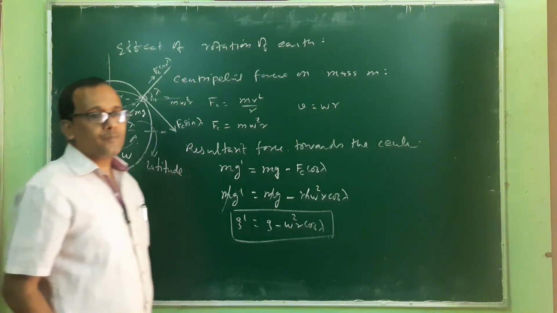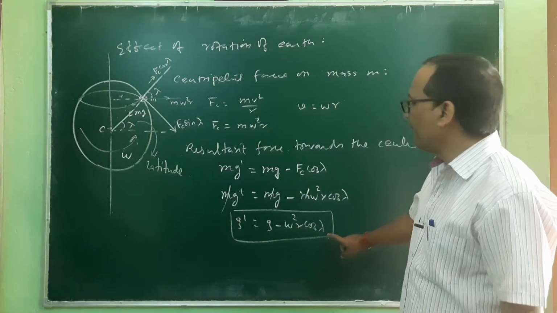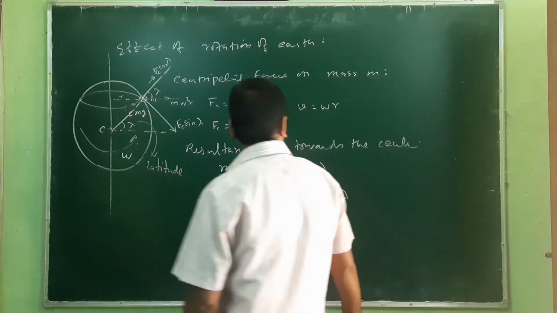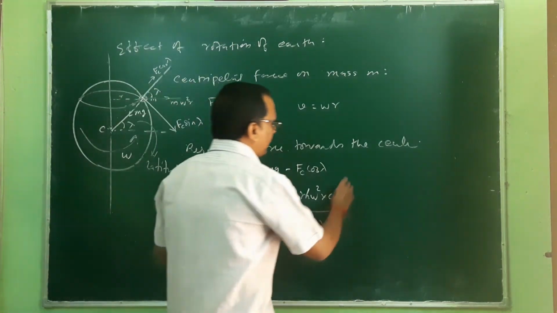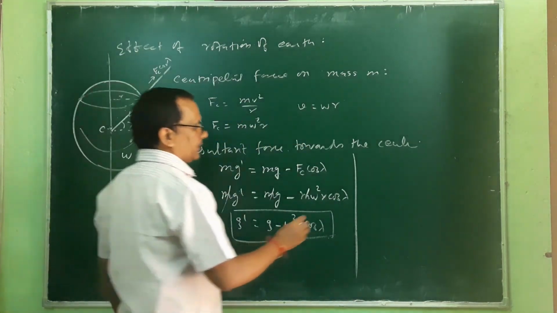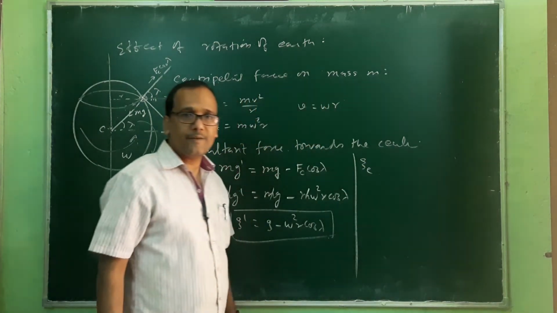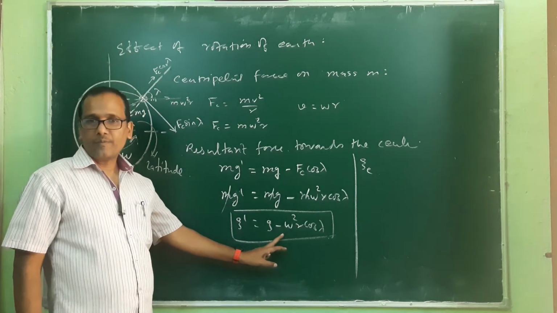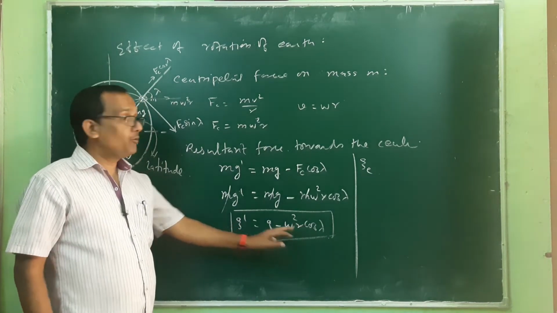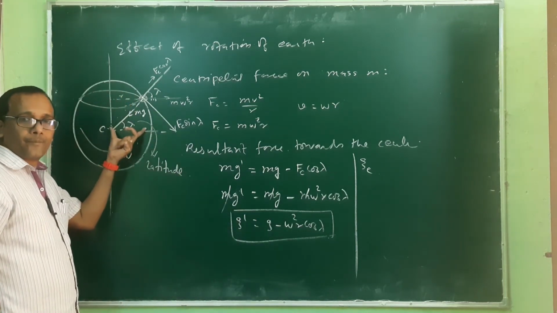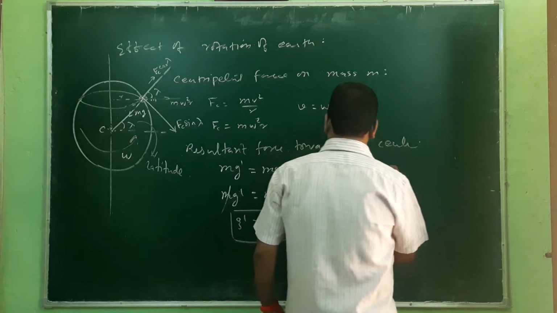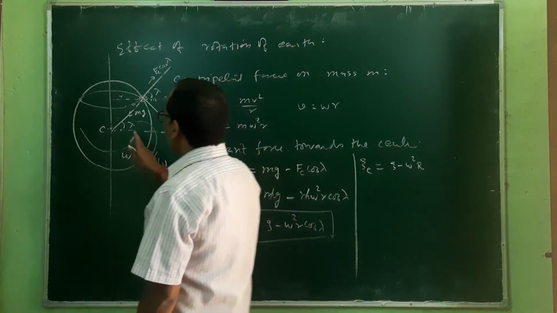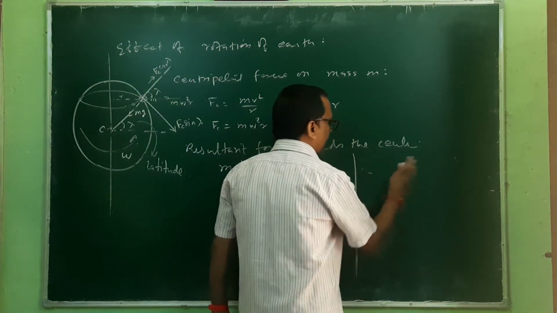So this is the effect of the rotation of our Earth. It depends on lambda, the latitude. Now we can calculate Ge, the acceleration due to gravity at the equator, using this formula also. At the equator, this small r is equivalent to capital R, so Ge is equal to g minus omega square r, and lambda is equivalent to 0.